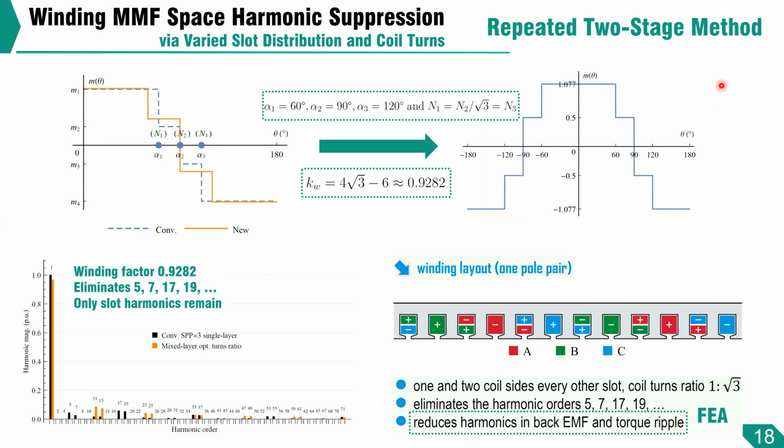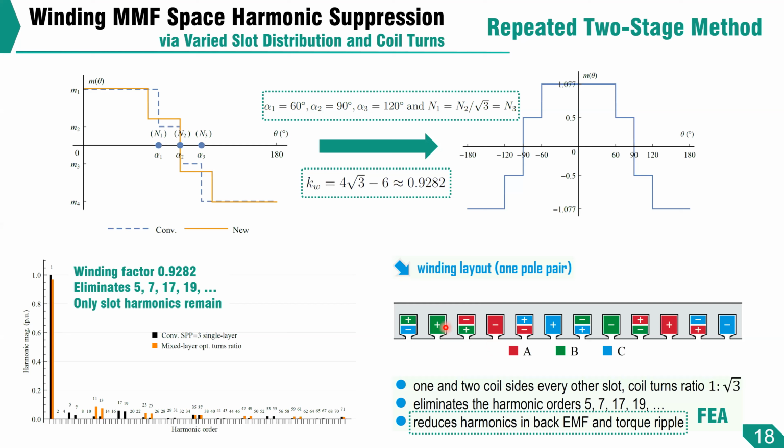Here we show the new winding on top of the conventional one we started with. The winding function looks like this. It corresponds to phase A. If we draw the winding layout, we shift phase A by 120 degrees to the right and to the left to complete the other two phases.